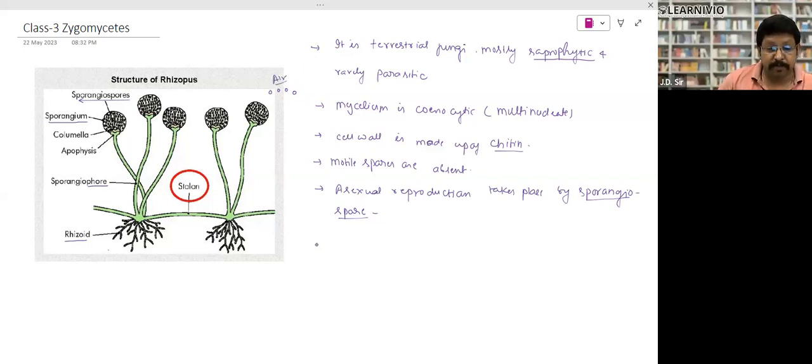Sexual reproduction is very important. Again, Zygomycetes are also known as the conjugation fungi, right?